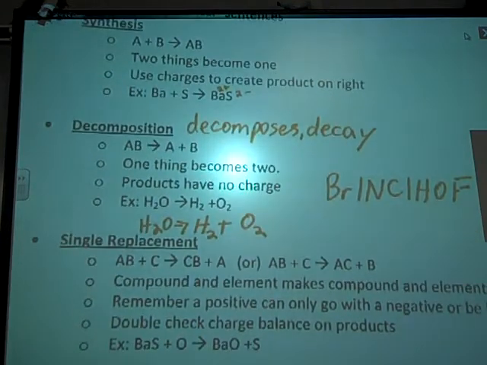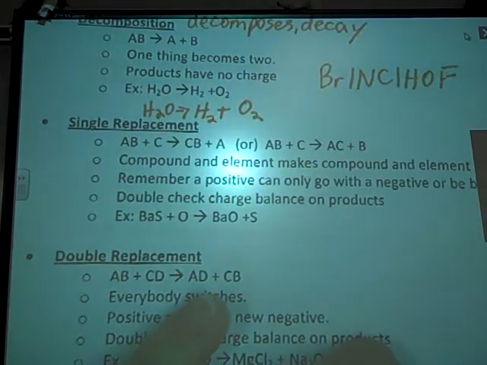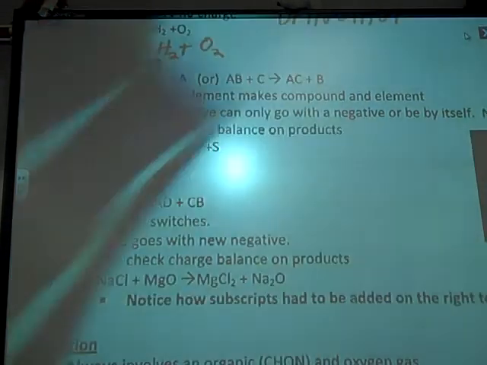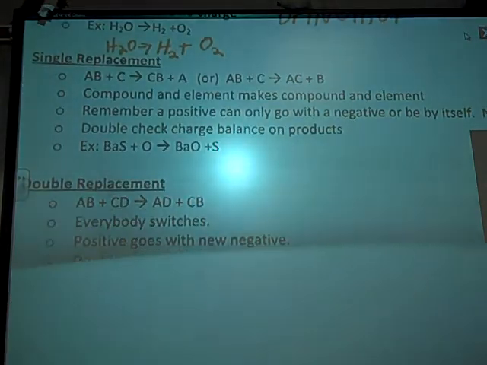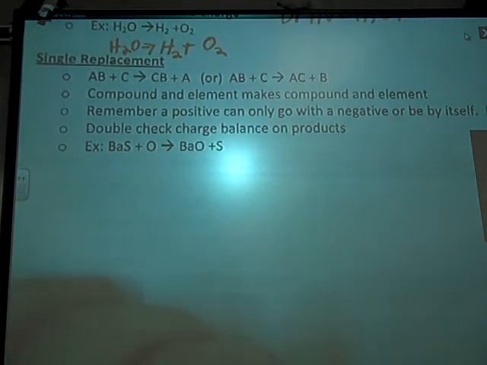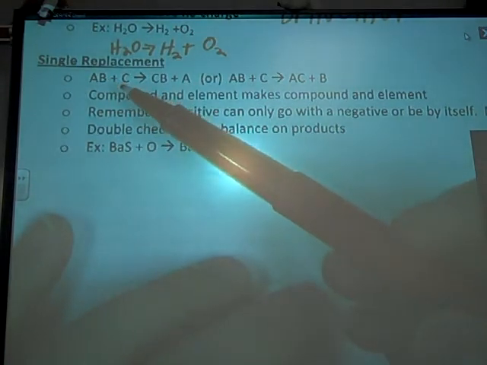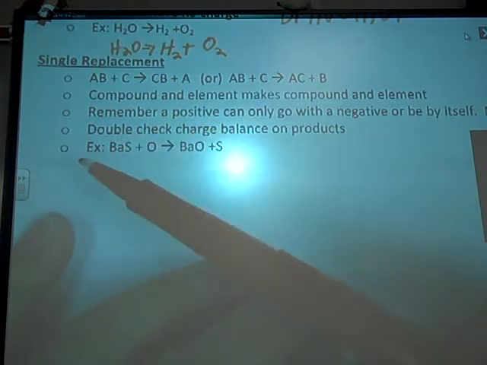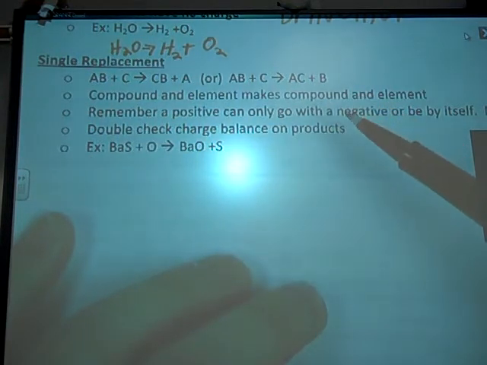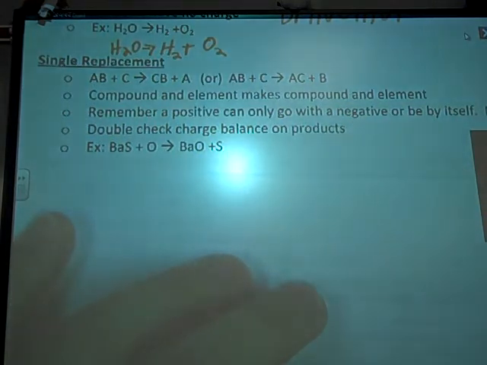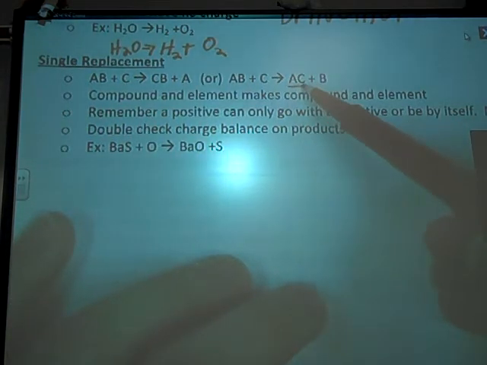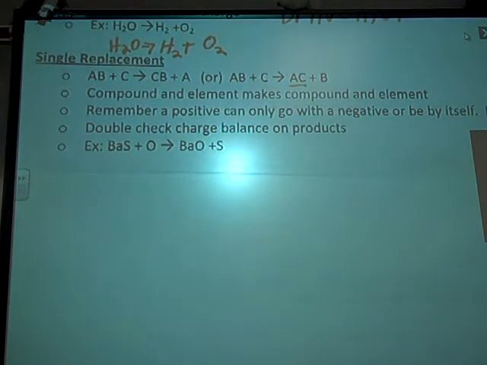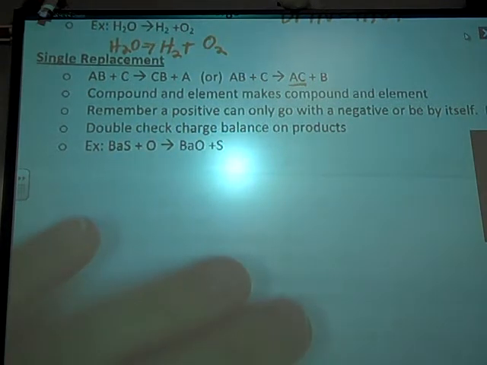Our third type of sentence is called a single replacement reaction. A single replacement reaction involves a compound reacting with an element to make a new compound and a new element. So, 1 compound and 1 element on the left, 1 compound and 1 element on the right. Remember that when you're making this compound on the other side, you can never put a positive with a positive. You always have to put a positive with a negative. That will make sense when I show you some more examples.